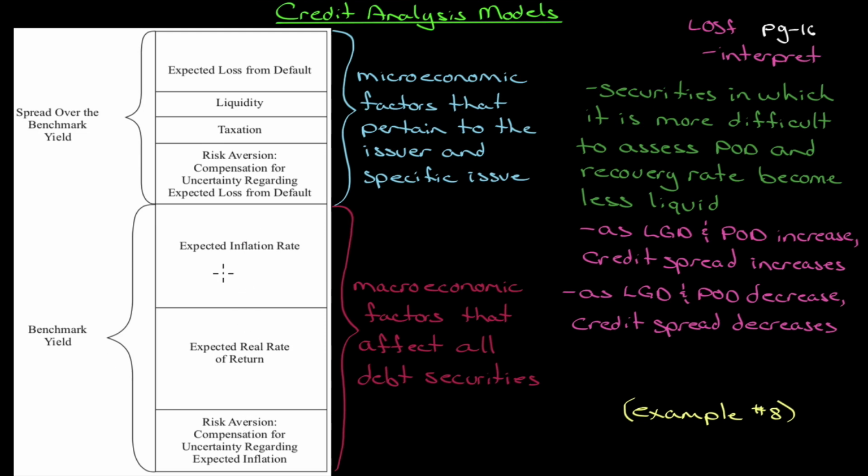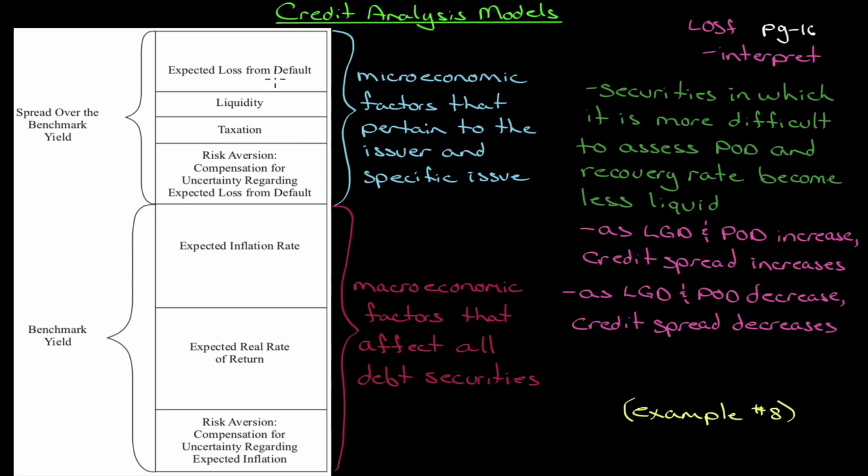So for the benchmark yield, we have the expected inflation rate, the expected real rate of return, and for risk aversion, some compensation for the uncertainty regarding what the expected inflation rate would be. Macroeconomic factors that affect all debt securities would be captured here. So this affects all debt securities. The spread over the benchmark yield, notice now we're using the word benchmark yield because it doesn't necessarily have to be a government bond. What do we have?